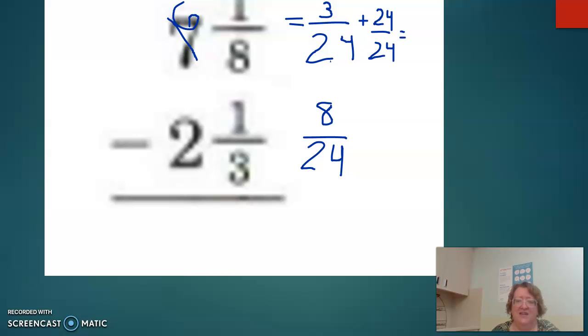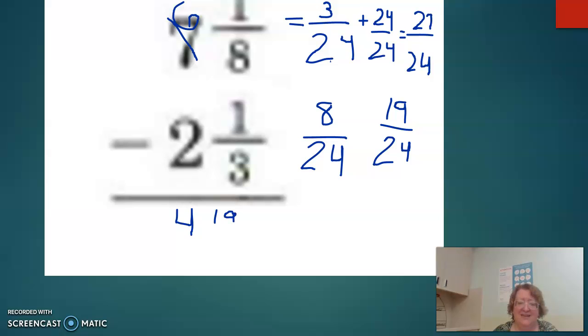So now let's add those together. 24 plus 3 is 27 24ths. Now 27 minus the 8 would give me 19 24ths. And 6 minus 2 is 4. Can I reduce 19 24ths?